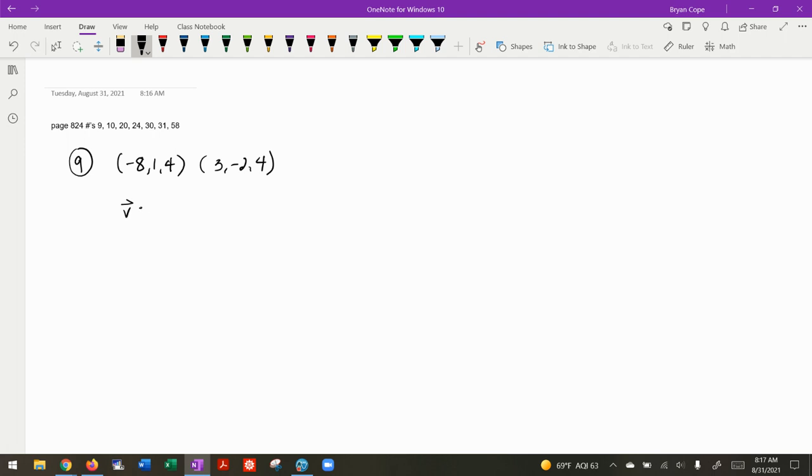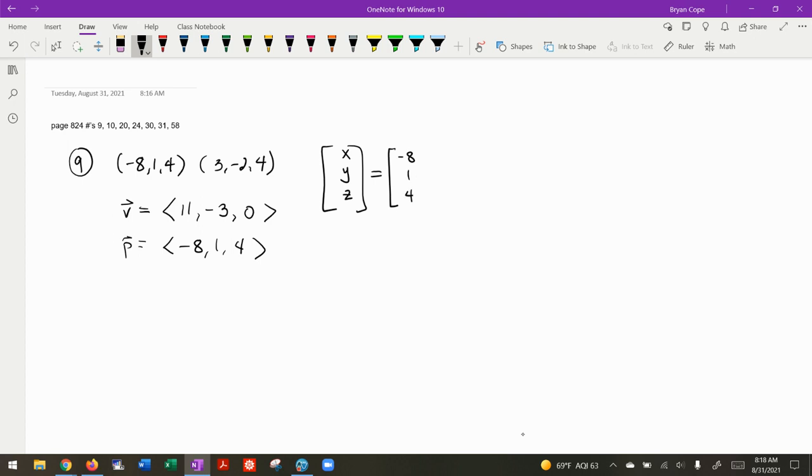So the direction vector v is going to be found by taking one point minus the other. So I'm going to take 3 minus -8 for 11, -2 minus 1 for -3, and 4 minus 4 for 0. So that's our direction vector. Our position vector is any one of the points. I'm going to go with (-8, 1, 4). And then since they want us to do this parametrically, I'm going to first write it in vector form just because I want you to get used to seeing it this way. Then we'll turn it into parametric.